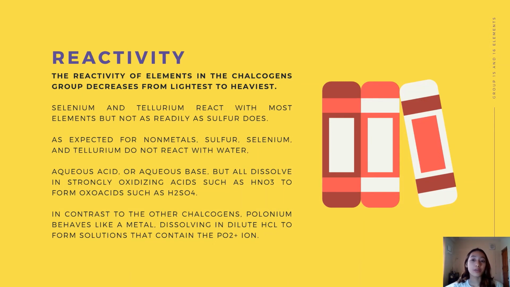The reactivity of elements in group 16 decreases from lightest to heaviest, just like in group 15. Selenium and tellurium, for example, react with most elements, but not as rapidly as sulfur. Sulfur, selenium, and tellurium do not always react with water, aqueous acid, or aqueous base, as nonmetals do, although they do dissolve in highly oxidizing acids like HNO3 to generate oxoacids like H2SO4. Polonium operates like a metal, dissolving in dilute HCl to generate solutions containing the Po2+ ion, unlike other chalcogens.